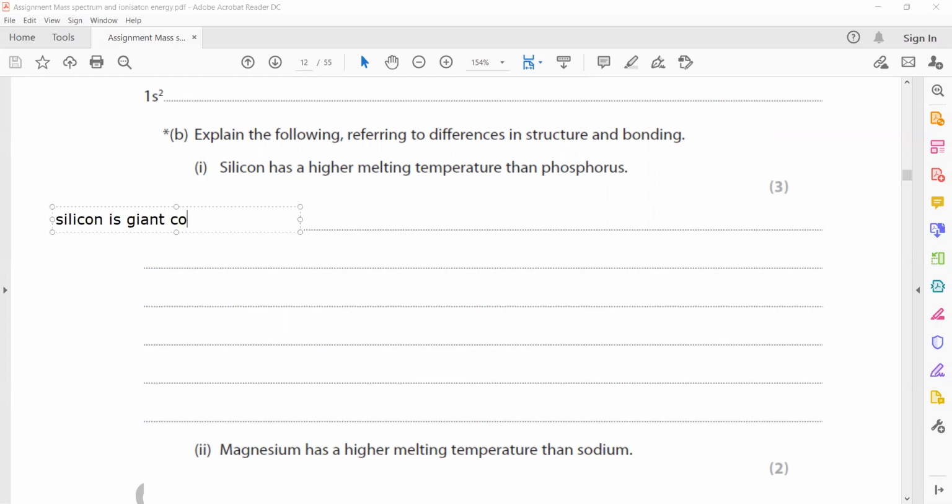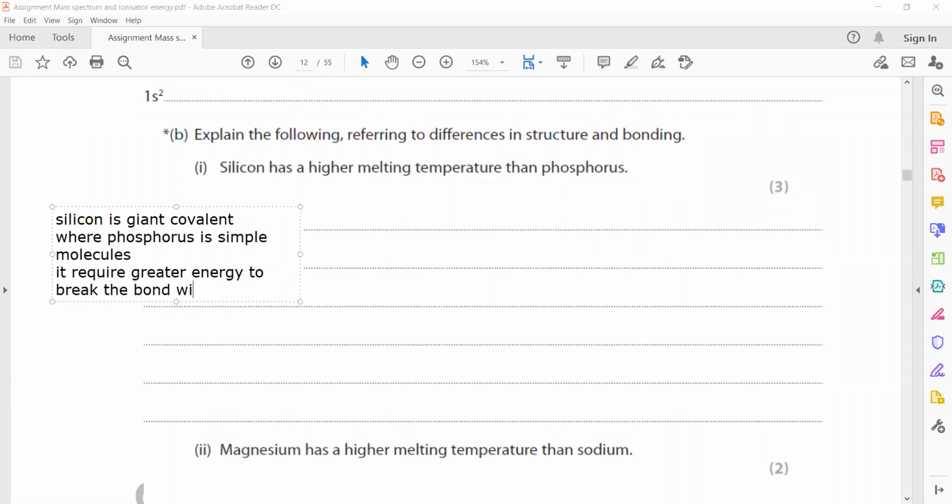Silicon is a giant covalent structure, whereas phosphorus is simple molecular. So it requires greater energy to break the bonds within silicon. That's why it has a high melting point temperature.